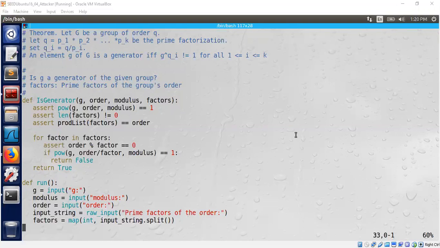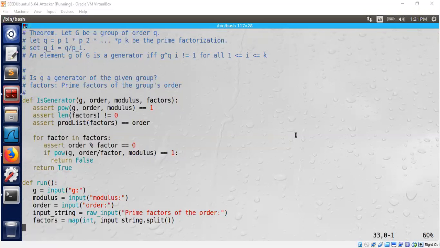Okay, so let's get straight into the theorem that will be the foundation for our discussion in this session. There is a wonderful theorem. It says that if you have a group of order q, don't confuse this q with the q that we used in the safe prime definition. Just assume q is some number; it need not even be prime. Let G be a group of order q, and let's assume you're also given the prime factorization of q, meaning if you multiply all the prime numbers p1 to pk, you will get the number q back. And there is only one unique prime factorization for a given number.